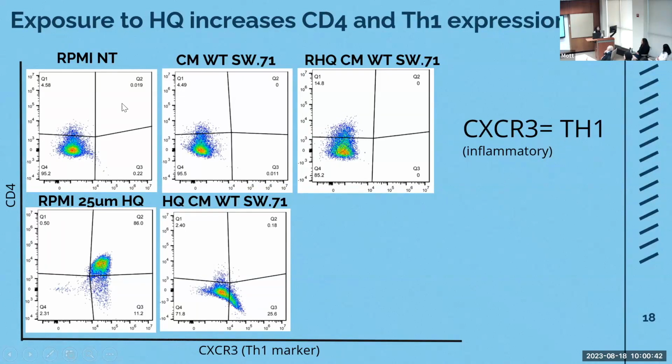When we compare our control to our conditioned media, we see that there is no change. However, when we add hydroquinone into the RPMI, we see a shift towards double positive for CD4 and CXCR3. When we add hydroquinone into the conditioned media, we see a single shift towards CXCR3. And when we remove the hydroquinone, we see a single shift towards CD4.